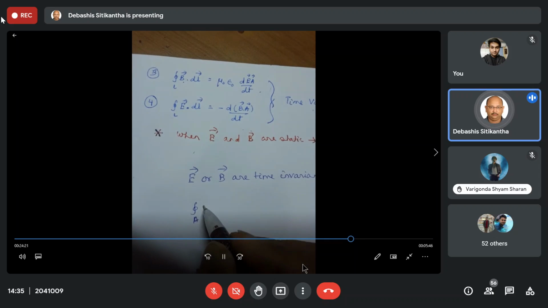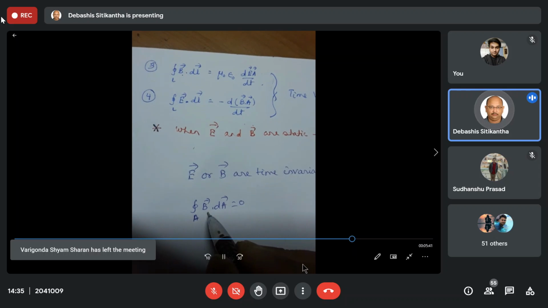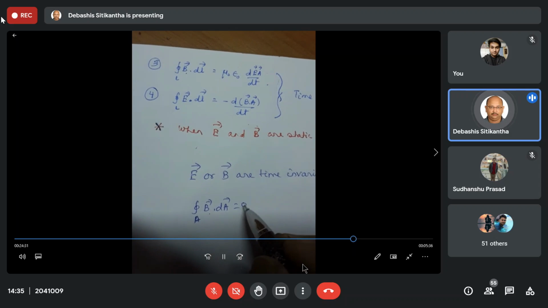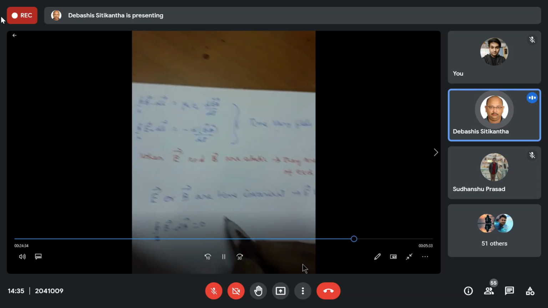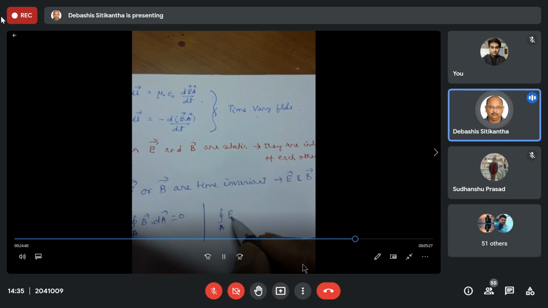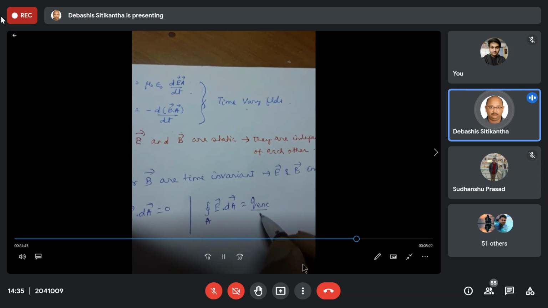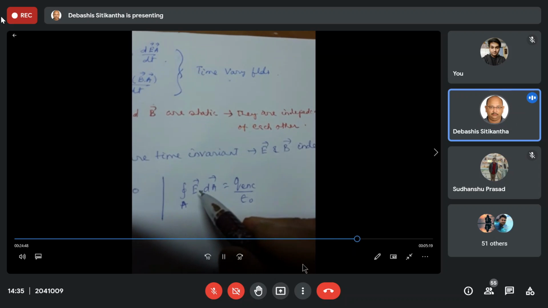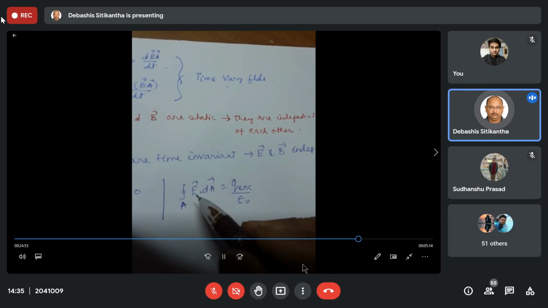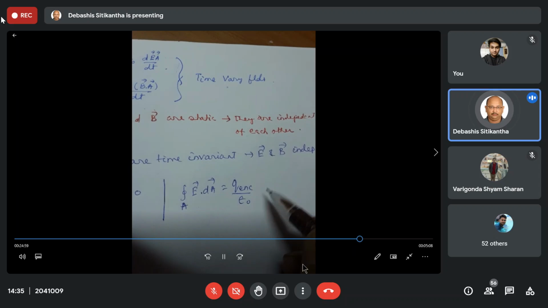Your closed surface integral B vector dot dA vector is equal to 0. Here B vector is static, that is, it is time invariant. Therefore, on the RHS, you don't find any term regarding E vector. Similarly, the closed surface integral of E vector dot dA vector is equal to Q enclosed by epsilon 0. Over here, this E vector is time invariant, that means it is static in nature. Its magnitude is not changing with respect to time. And in this case, you can see on the right hand side, there is no B vector term.